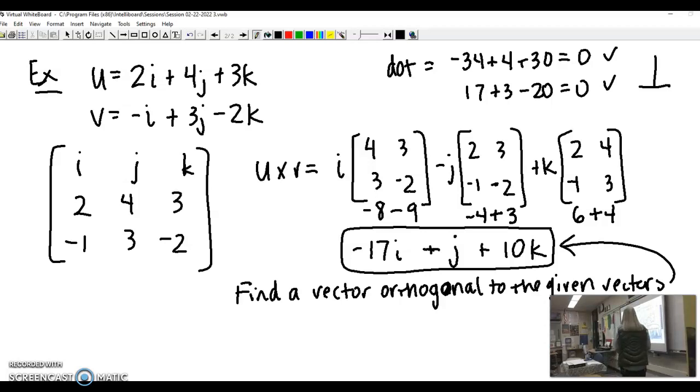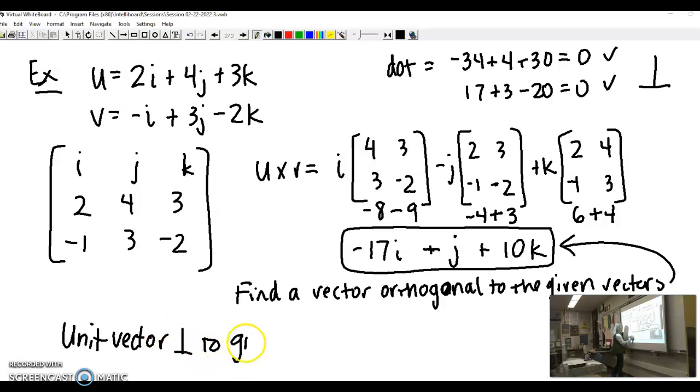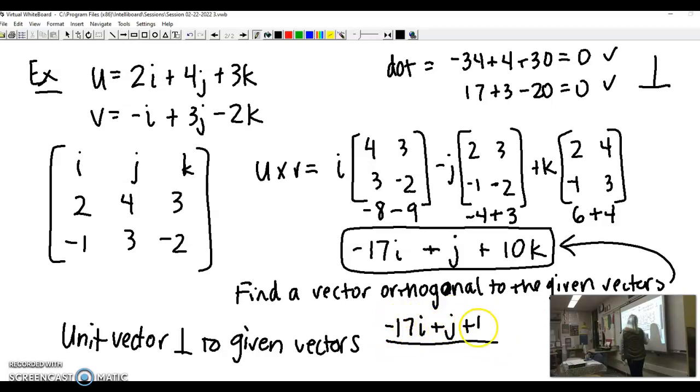Okay? There's another thing you might have on your homework. It might be like find a unit vector. To find a unit vector, you have to take your vector and divide by its magnitude. So we're going to take this vector and we're going to divide by the square root of what? Remember how to find the magnitude of a vector? We just did it in 10.2. It's x squared plus y squared plus z squared.